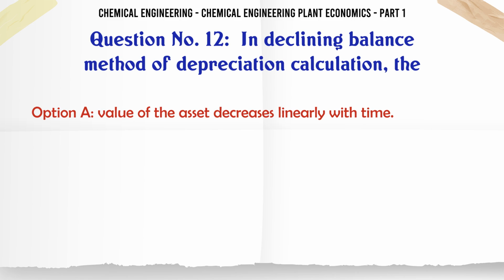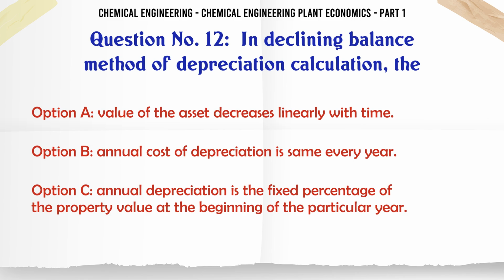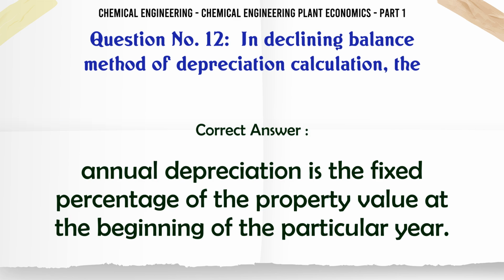In declining balance method of depreciation calculation, the A. Value of the asset decreases linearly with time, B. Annual cost of depreciation is same every year, C. Annual depreciation is the fixed percentage of the property value at the beginning of the particular year, D. None of these. The correct answer is annual depreciation is the fixed percentage of the property value at the beginning of the particular year.